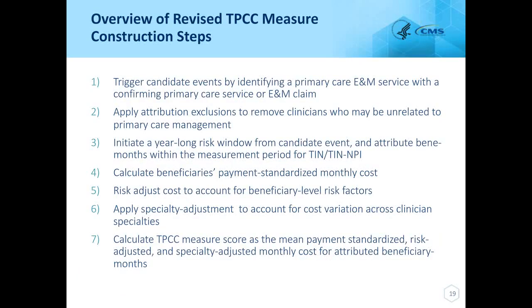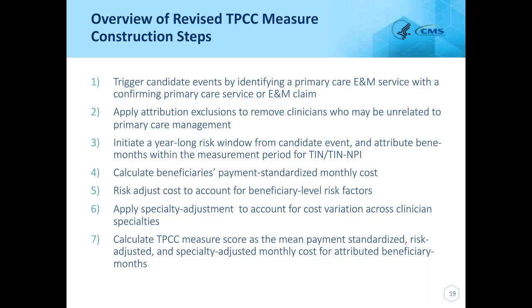So what we wanted to do, and I'll go through the remaining slides pretty quickly, is just give you a little bit more detail on each of these changes with a couple of diagrams to hopefully help understanding. This slide walks through the step-by-step calculations of the measure. The first is triggering candidate events by identifying a primary care E&M service with a confirming event, as I mentioned before. That's what determines the initiation of a relationship between a clinician or clinician group and a beneficiary.